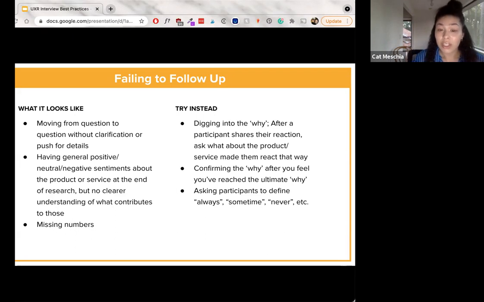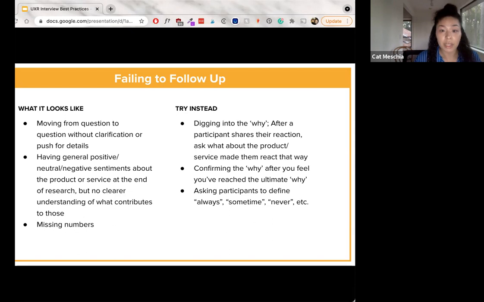When you're digging into the why, make sure you confirm the why after you feel like you've reached the bottom of your whys. This is a way of double checking, making sure that you're understanding what's happening and not leaving assumptions on the table. Then a participant can either confirm or be like, no, and you can go deeper.